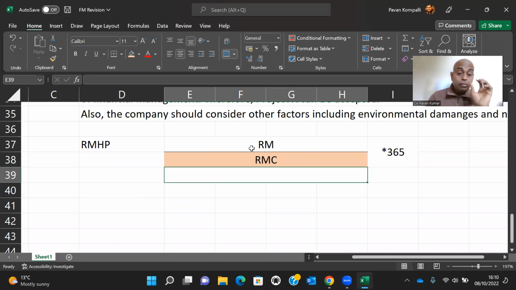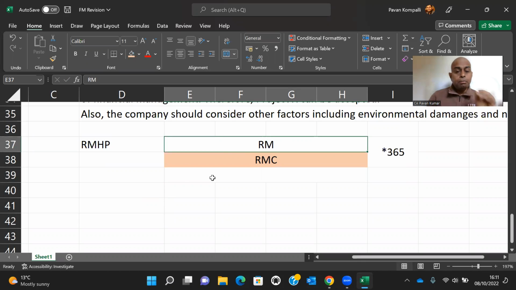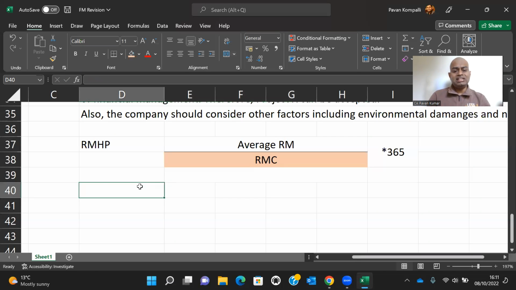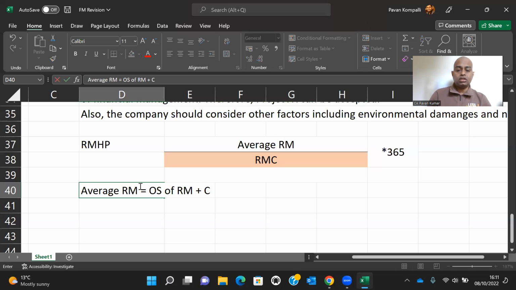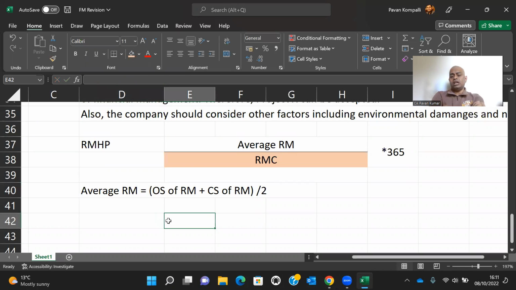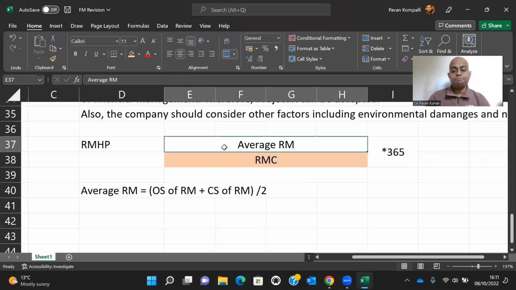Okay, now there are so many points you need to keep in mind. Basically they said average raw materials. So what is average raw material? It is equal to opening stock of raw material plus closing stock of raw material divided by 2. If you have both opening stock and closing stock in the question, add both, divide by 2, and then take the average in the numerator.